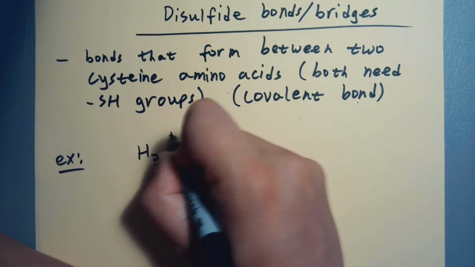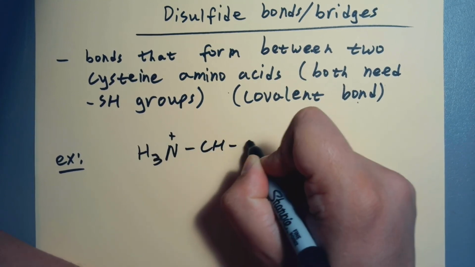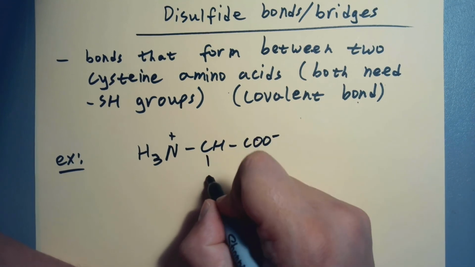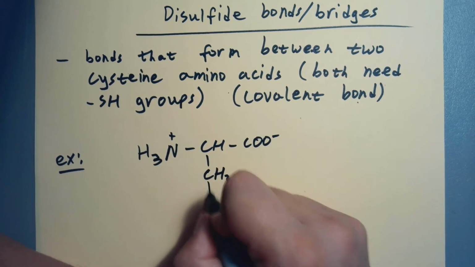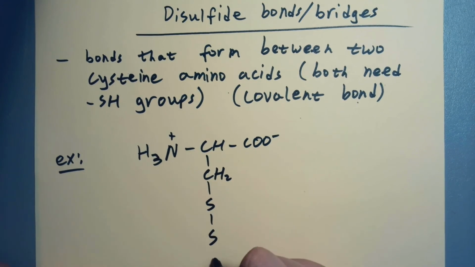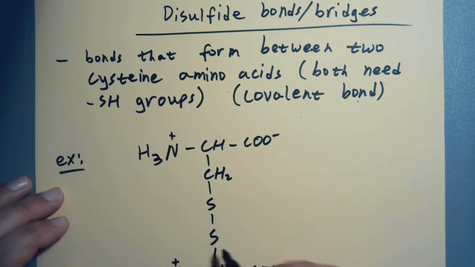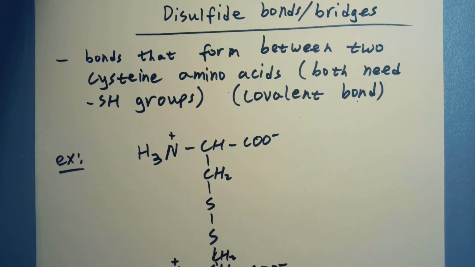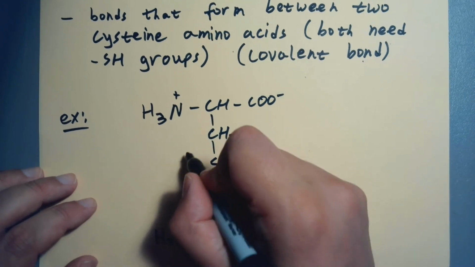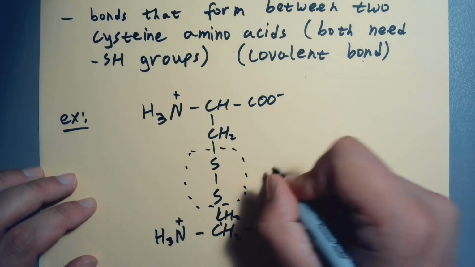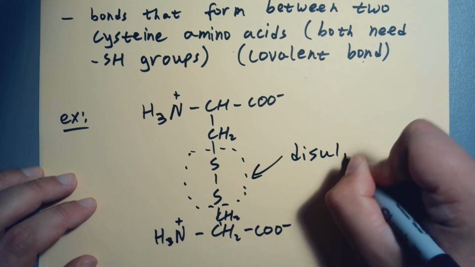So I'll draw my backbone. And then we've got a CH2, right? 'Cause it's going to be a cysteine. And it goes to a sulfur, which goes to a sulfur, which goes to a CH2. And so, whoops, I tried not to mess it up and I still did. There we go. There's CH2 in the middle there. Okay, so this is the disulfide bridge.